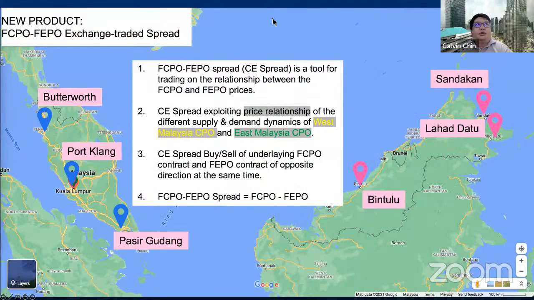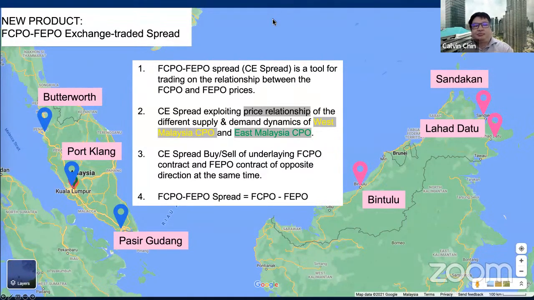Okay. So we go into this introduction of FCPO and FEPO. So FCPO and FEPO spread, in short form, I call it CE spread. C is FCPO, E is FEPO. It's a tool for trading on the relationship between the FCPO and FEPO. So CE spread exploits the price relationship of the different supply and demand dynamic of West Malaysia CPO and the East Malaysia CPO.